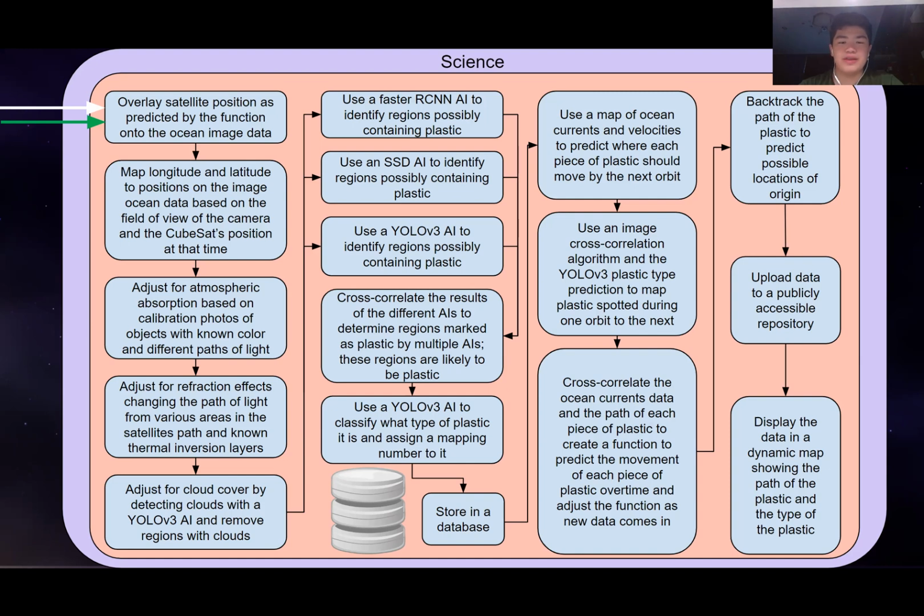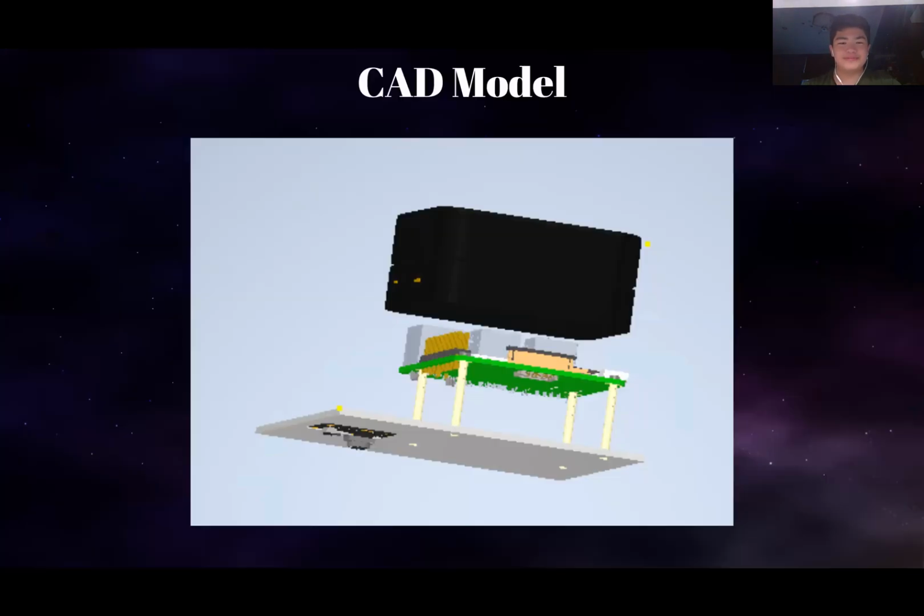From that function, the path of the plastic can be backtracked to a potential location of origin. Once we have this path, it can be uploaded to a publicly available repo, then displayed in a dynamic map form for ease of observation, possibly using a GIS integration.